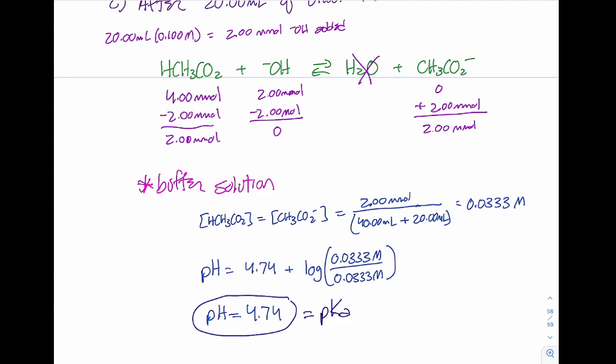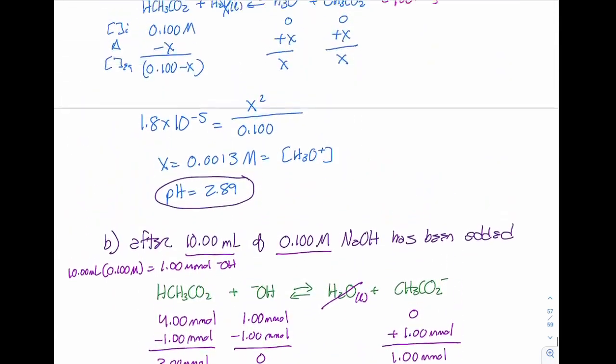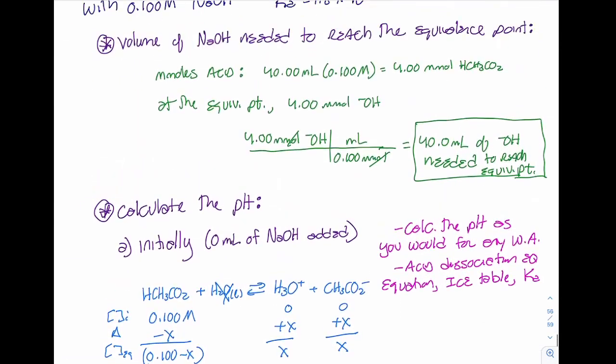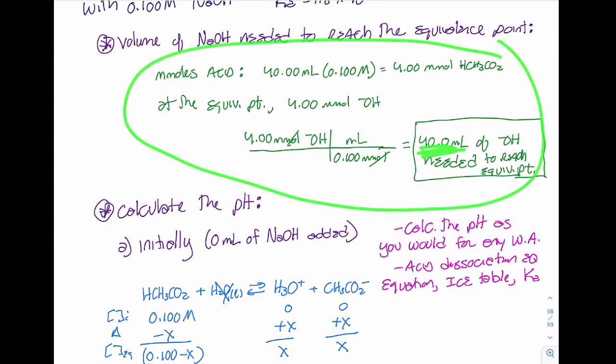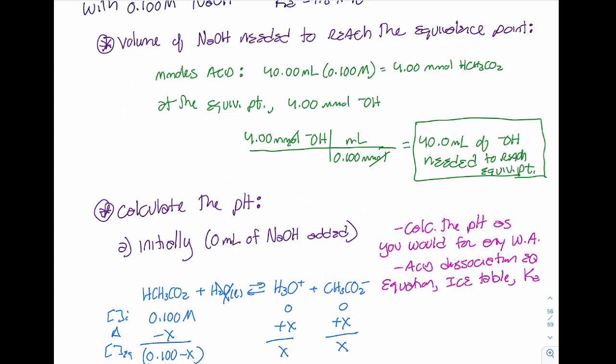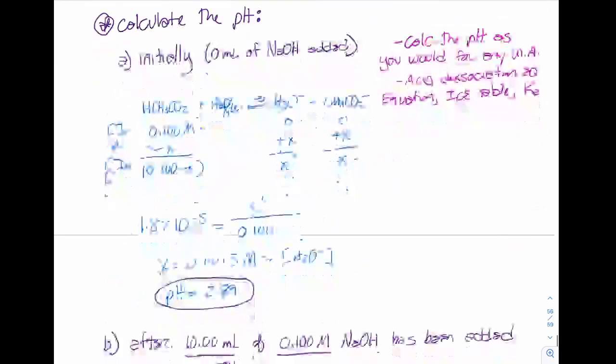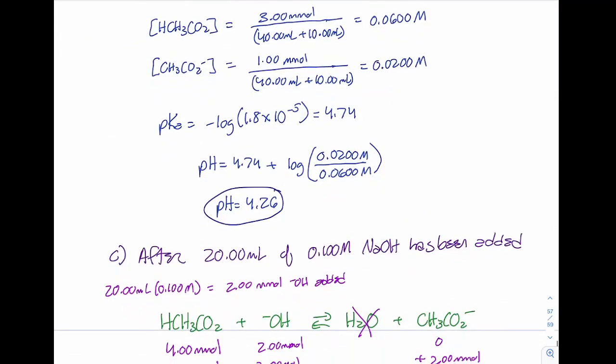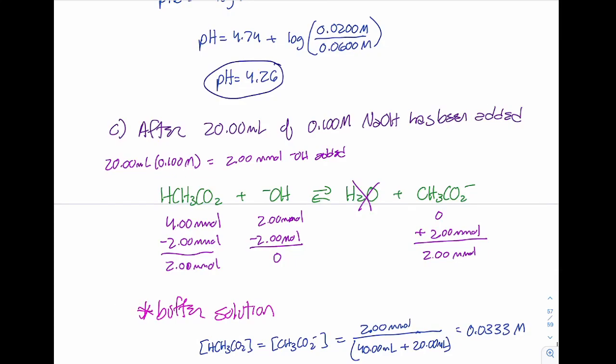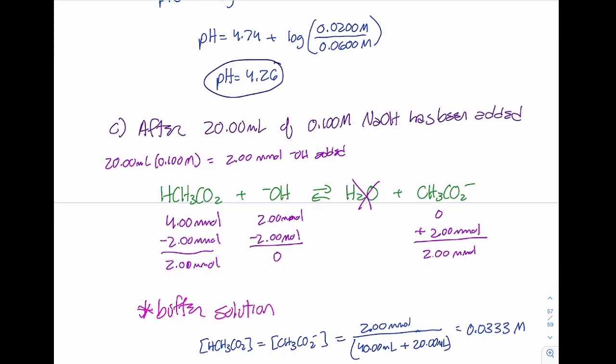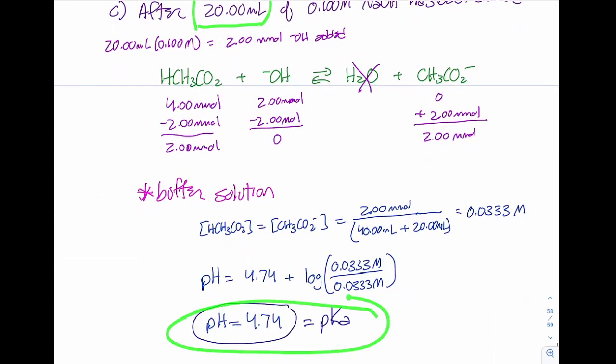And this is another reason why I would highly, highly, highly recommend doing this calculation first, right? 40 milliliters is the amount that I need to get to my equivalence point. Half of that is 20. So at 20 milliliters, I am at my half equivalence point. My pH is always going to be equal to my pKa at the half equivalence point. So if I would have done this first, if I would have just looked at this and said half equivalence point, all I would have had to do is write this down.